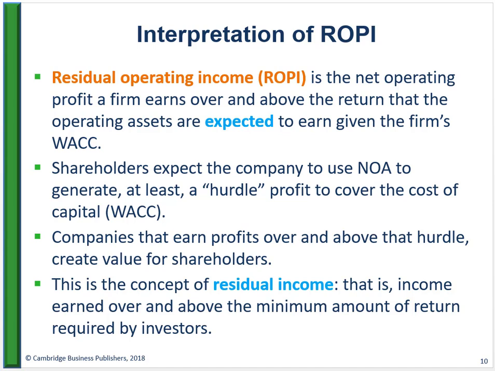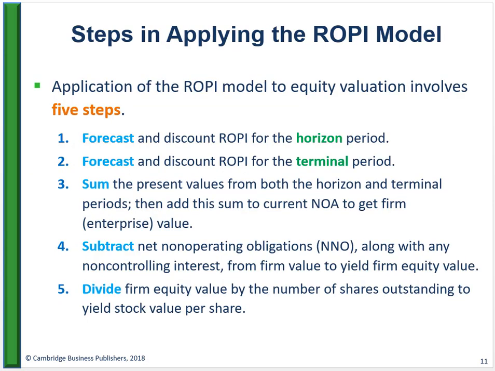And there again, the return required by investors is a formula whereby we take the net operating assets and we multiply those times a company's weighted average cost of capital. In slide 11 here, we see the basic formula, or basic steps, that we go through in using the ROPI model. To apply it, first we need to forecast and discount ROPI for the horizon period. We've already forecast our financial statements in Module 11, so we should have built that out already.